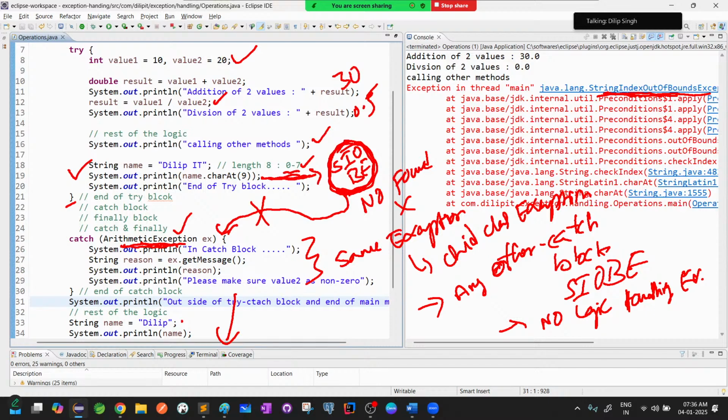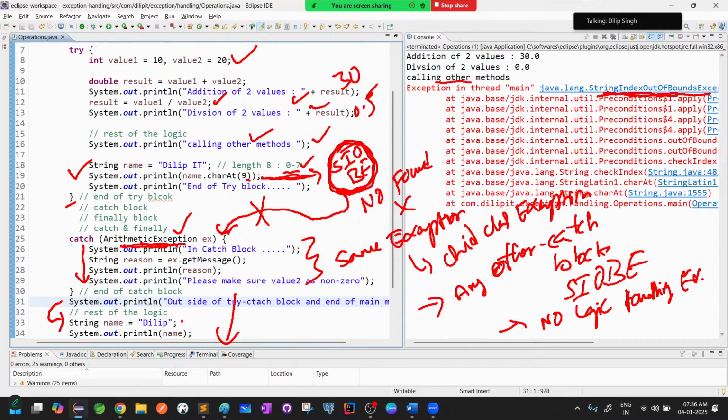If there is a respective catch block available, then it will enter into the catch block and execute it, and then it will come out peacefully from that catch block and execute the rest of the logic. But this time, the catch block is not found.